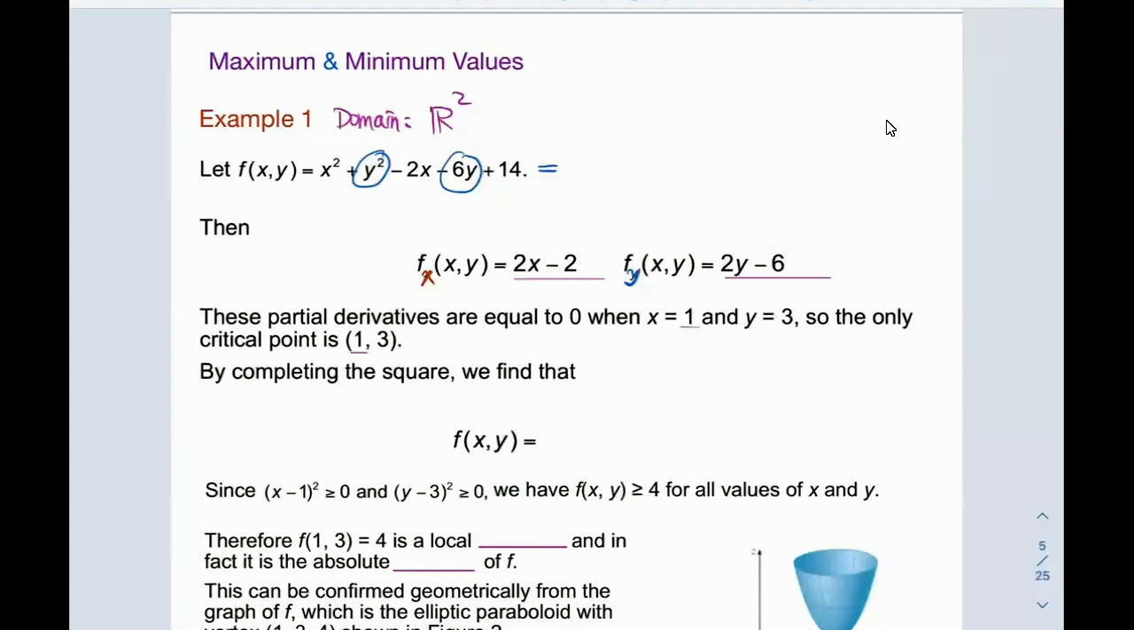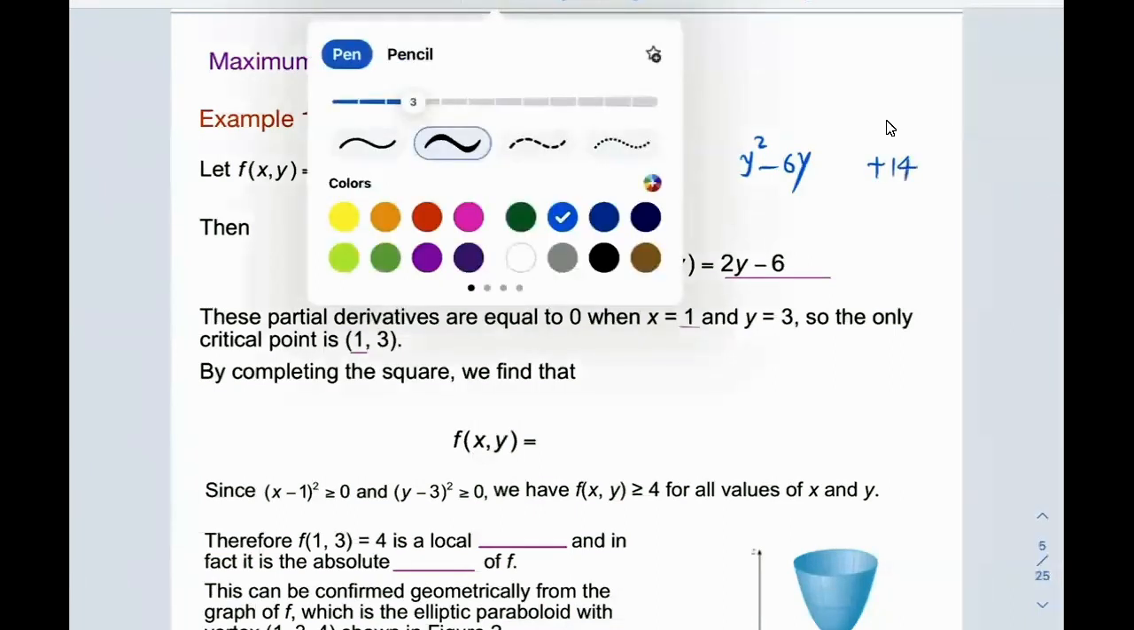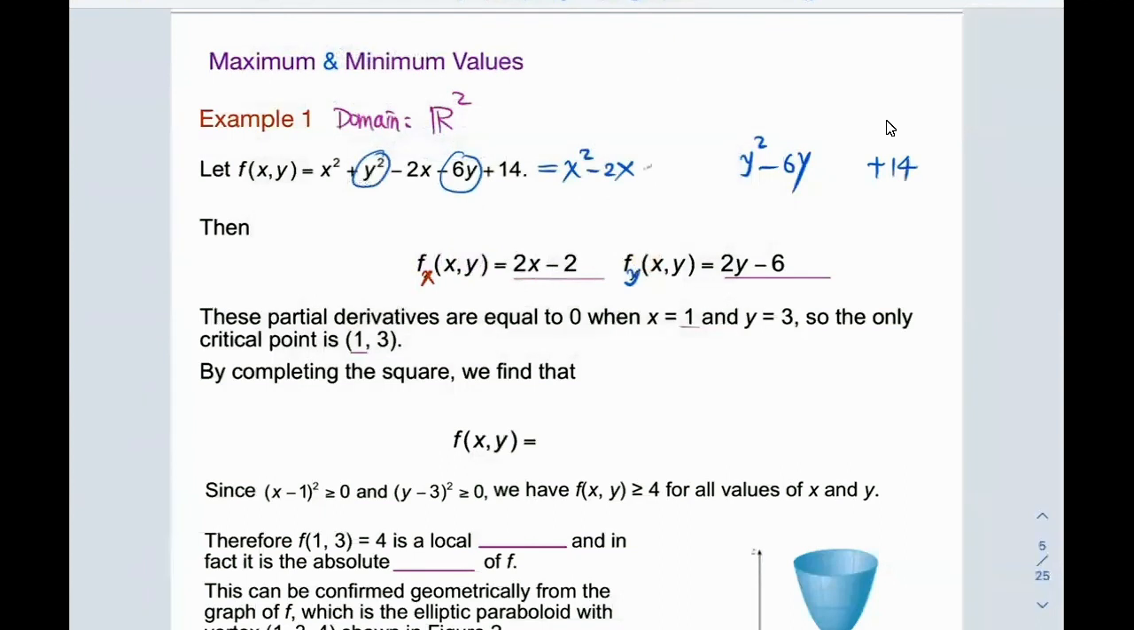So first we're going to put the term that has x in one group, and then we're going to put the term that has y in another group. Okay, and then I can leave the number at the end. Now let's think about what to add. What number do I need to add here in order to make this a perfect square? And then what number do I need to add here in order to make this a perfect square?